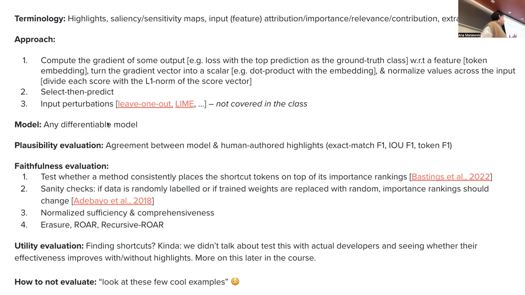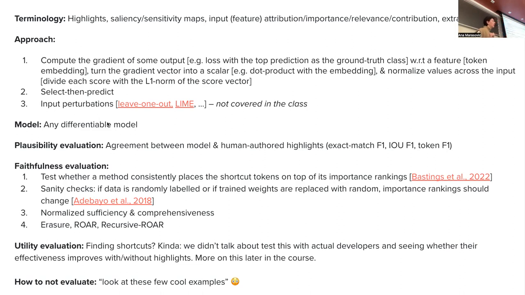We also talked about erasure, ROAR, recursive ROAR. Erasure being you leave out your important tokens and now your performance should drop, right? If there are no important tokens, the performance can be good. We have said that the issue with this could be that dropping tokens or replacing them with tokens that the model didn't see during pre-training can lead to producing examples that are out of distribution to the model. So if you're getting a drop in performance, this could be just because you are now introducing something that the model has never seen. So what ROAR suggests is that we should retrain the model with these partial inputs and check the performance now with the retrained model.